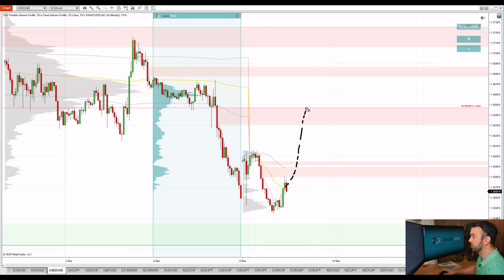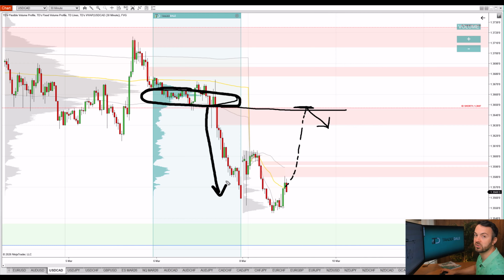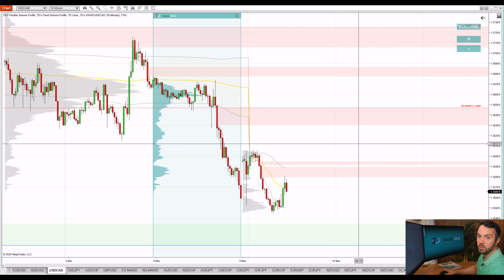waiting for the pullback. When the price hits this level, I'll short from there. The fair value gap should hold it. The heavy volume zone should hold it as well. This is a volume profile setup which I call the volume accumulation setup because of heavy volumes accumulated before this strong move. So this is how you trade this. Now we simply wait for that pullback.